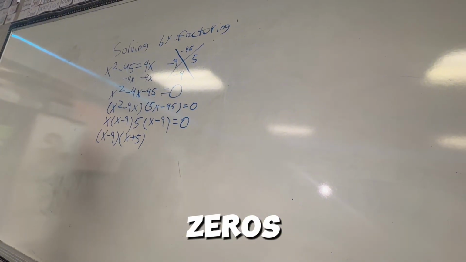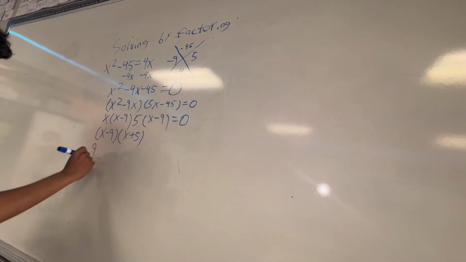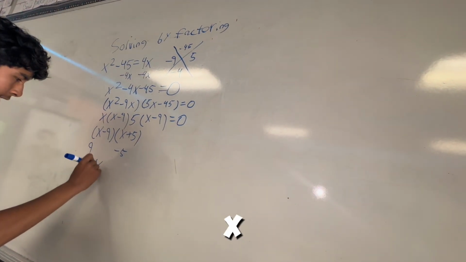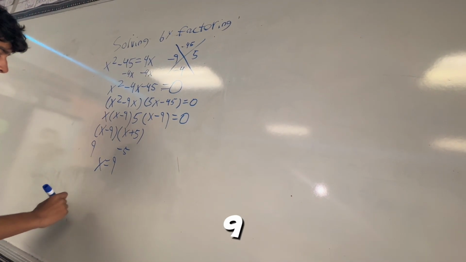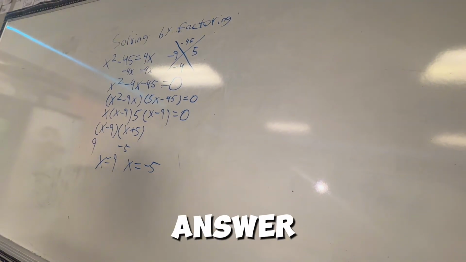Now to find the zeros, or the x-intercepts. So if we make this 0, it would be 9. And this would be negative 5. So your answer is x equals 9, and x equals negative 5, and that's your answer.